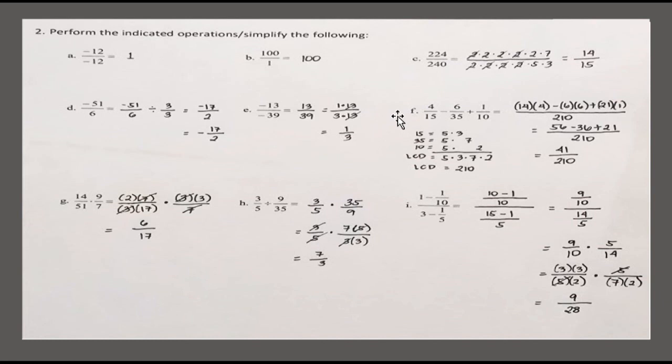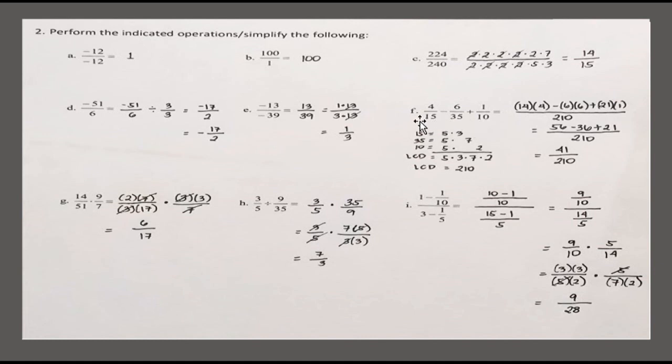Letter F. We have this: 4 over 15 minus 6 over 35 plus 1 over 10. So, naa tay tulo ka fractions. So, again, if we subtract and add fractions, ato sa una kuhaon ang LCD, the least common denominator. So, unsaon na to pagkuha ang LCD?